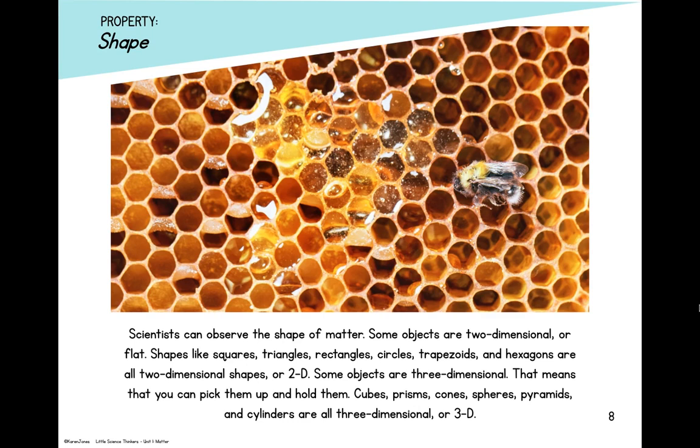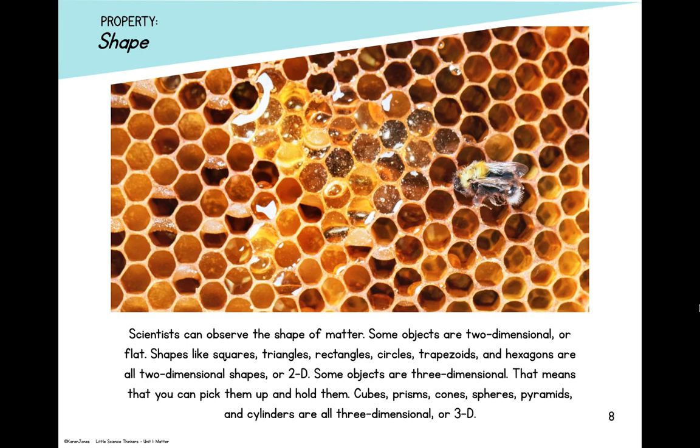Some objects are two-dimensional or flat. Shapes like squares, triangles, rectangles, circles, trapezoids, and hexagons are all two-dimensional shapes. Those are shapes that we could draw on paper in front of us. Those are two-dimensional. Some objects are three-dimensional. That means we can pick them up and hold them. Okay. And those are things like cubes, prisms, cones, spheres, pyramids, and cylinders. Those are all three-dimensional.